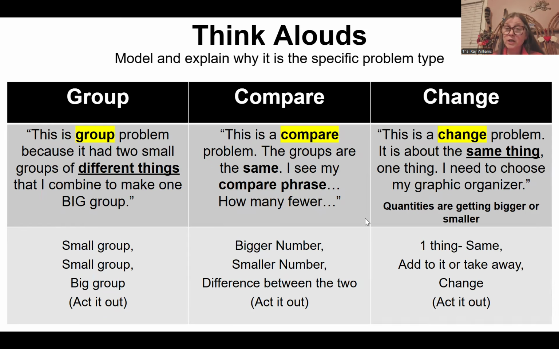Then your think aloud for your change problem may be something like this. I know this is a change problem. It is about the same thing. It's only one thing. I need to choose my graphic organizer. I can see that it has the phrase, let's say, how many were left. And that phrase is going to tell me that it is getting smaller. The quantity or the number I have is getting smaller. So I know it's a change problem. One thing, same, take away, change. All right, so there we go.